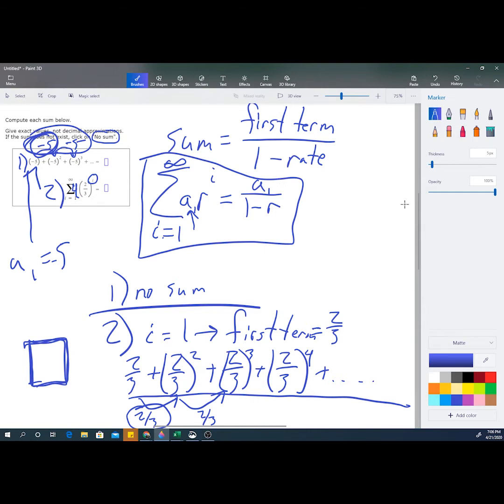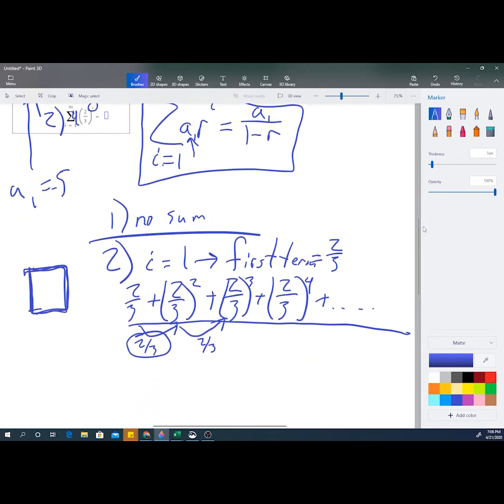And this formula says that if I take my first term and then divide it by 1 minus the rate, which it just so happens my first term and my rate are the same thing this time, that's not always true, then this right here is my infinite sum. Now, I don't want to leave it like this because that's too ugly.